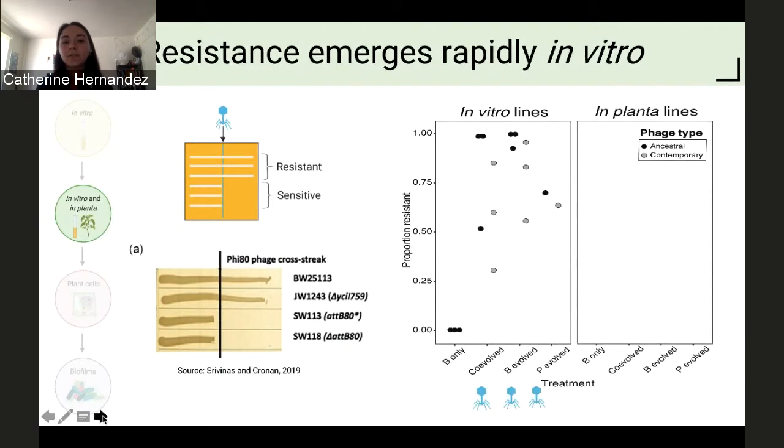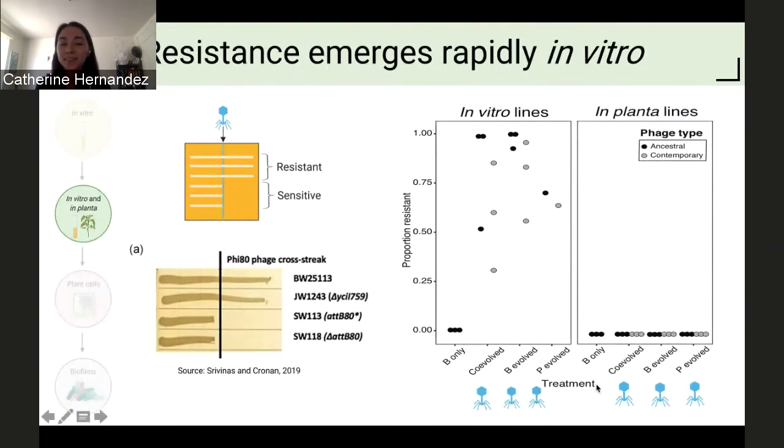And so for the in vitro populations, the 3 that I've marked with phage here were all passaged with phage in some form. And this B-only population was just bacteria, so they weren't resistant to the phages at all. And then these were all resistant to some degree. But in contrast, what was really surprising to us was that we didn't find much resistance at all in our plant passage populations in any of the populations that were passaged with phage. And so this was really surprising to us.